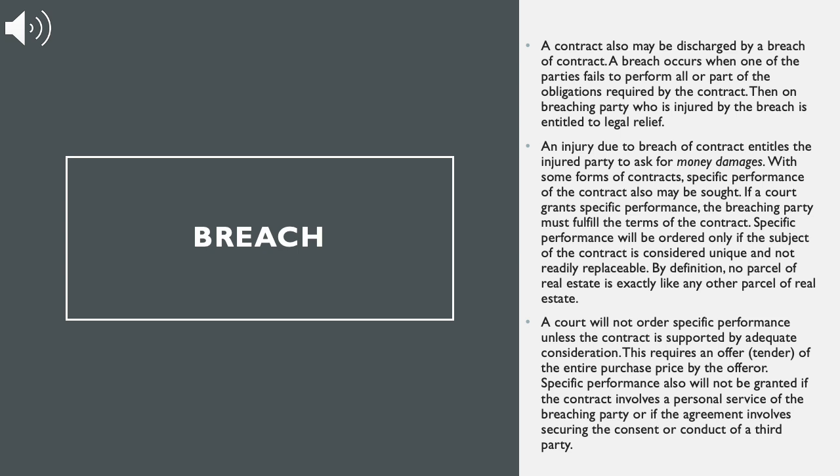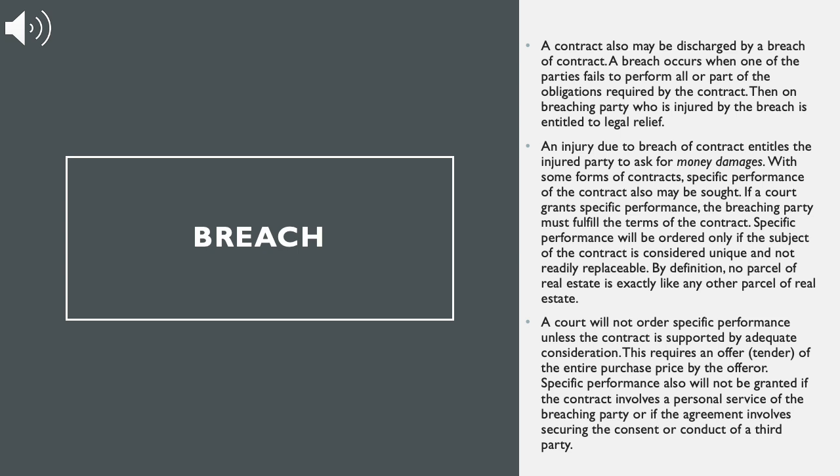A contract also may be discharged by a breach of contract. A breach occurs when one of the parties fails to perform all or part of the obligations required by the contract. Then, the non-breaching party who is injured by the breach is entitled to legal relief. An injury due to breach of contract entitles the injured party to ask for money damages. With some forms of contracts, specific performance of the contract also may be sought.